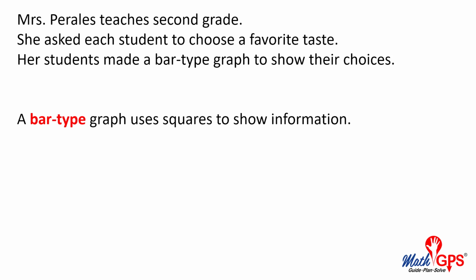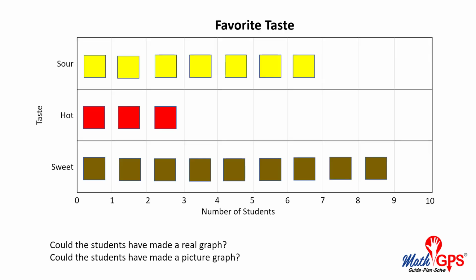Mrs. Perales teaches second grade. She asked each student to choose a favorite taste. Her students made a bar-type graph to show their choices. A bar-type graph uses squares to show information. The students chose between sour, hot, or sweet. Each child placed 1 square in the row of their choice.